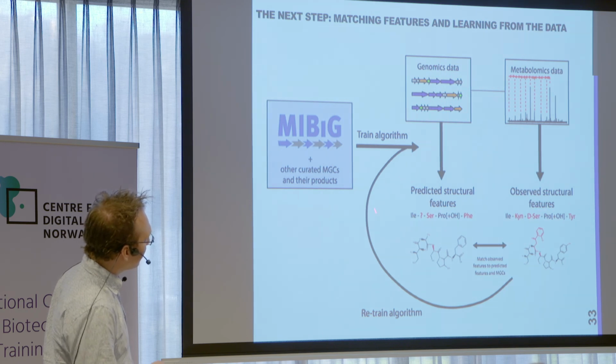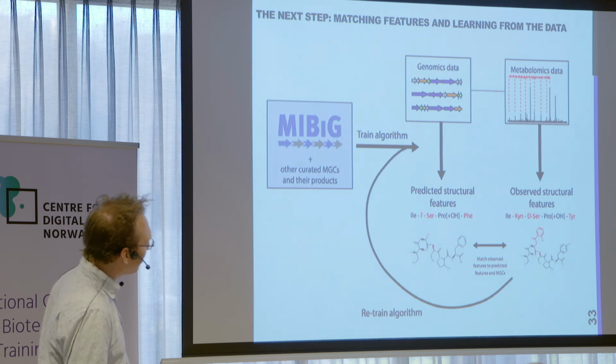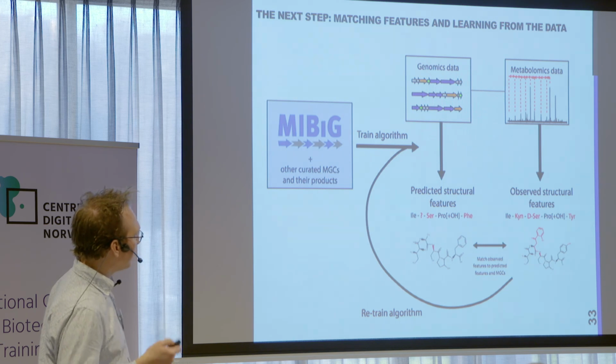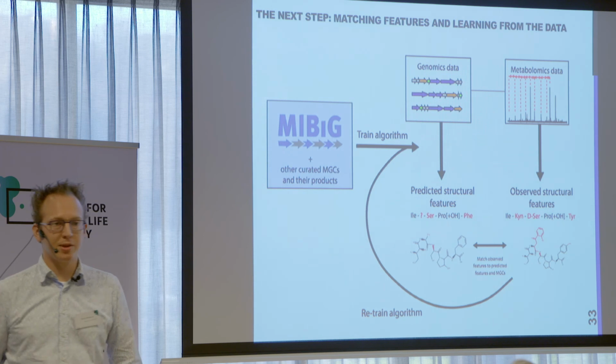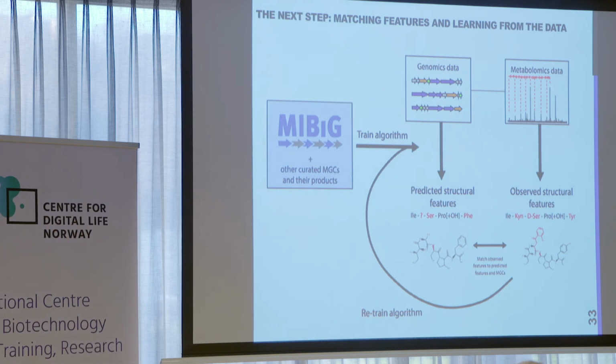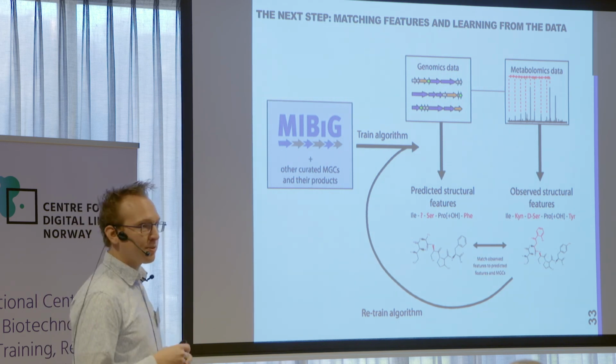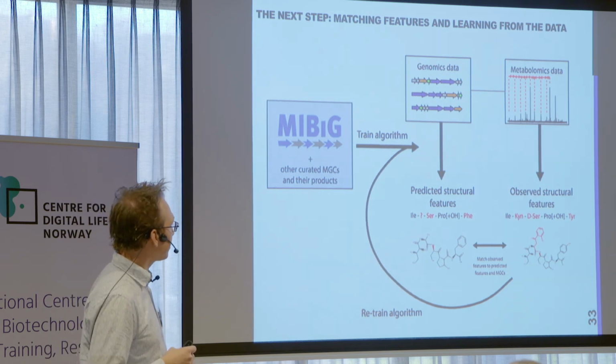We can then go back and retrain the algorithm by saying, okay, our predicted structural features were not perfect, so the phenylalanine was actually another aromatic amino acid, it was actually a tyrosine. This one we had no clue what it was, this exotic amino acid quinine. So in this way we would be able to iteratively learn from the data and improve those predictions to really combine genomic and metabolomic data and effectively really exploit those large kinds of data sets.